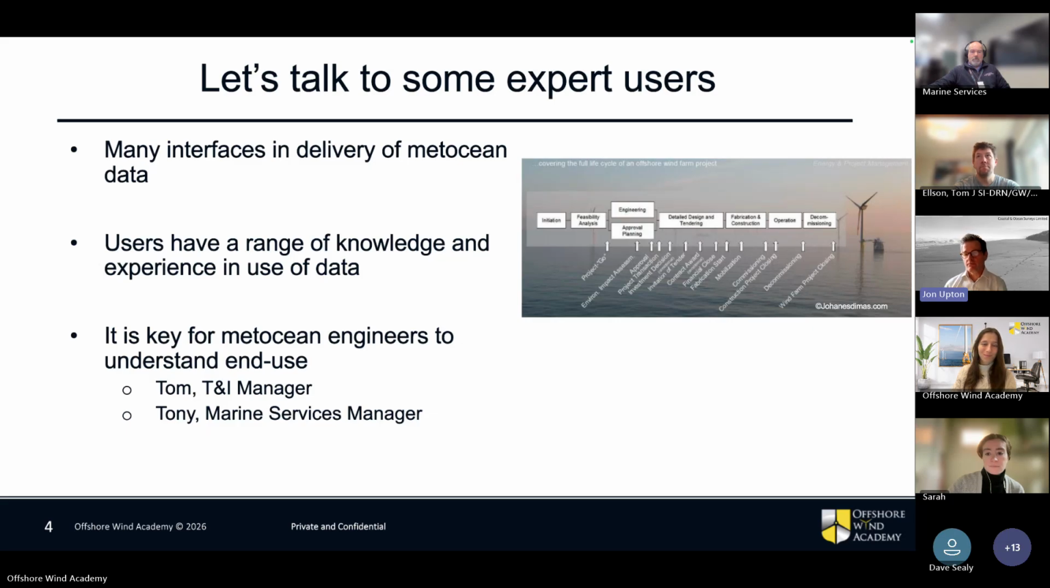Sarah's mentioned that we've got a lot of interfaces in delivery, and I've mentioned that there are probably at least a dozen as we go through that timeline on the right, from installation to decommissioning. But end users have a huge range of knowledge of using Metocean data. And it's pretty key for us to understand how they use that data.